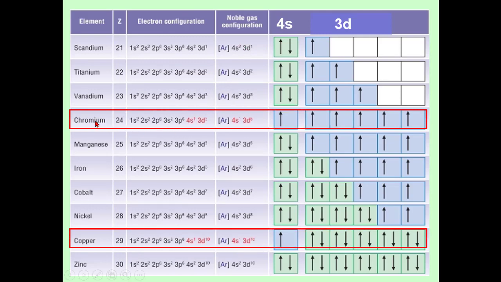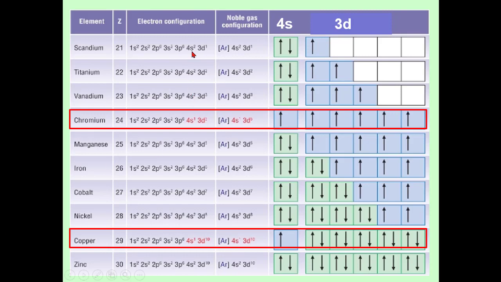followed. For example, in chromium, which has atomic number 24, and copper, which has atomic number 29. If we fill these 24 electrons by the Aufbau principle: 1s2, 2s2, 2p6, 3s2, 3p6, this electronic configuration is equal to argon, which has atomic number 18. So the 18 electrons have been shown here. Now we have 6 electrons left. How do we have to place these 6 electrons?